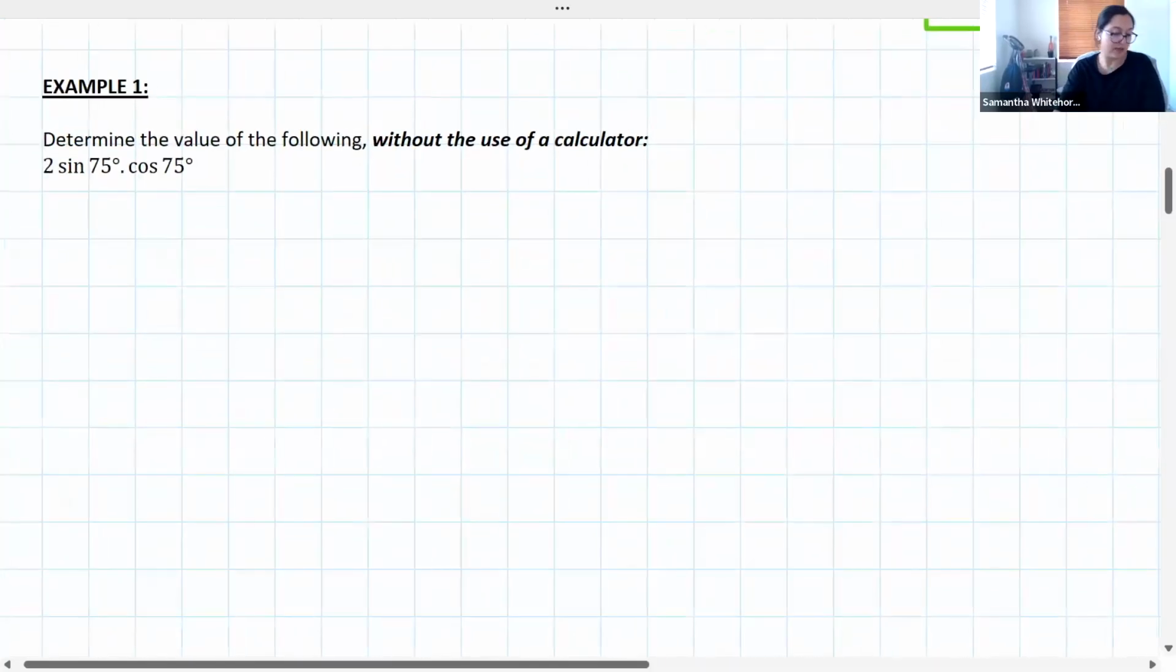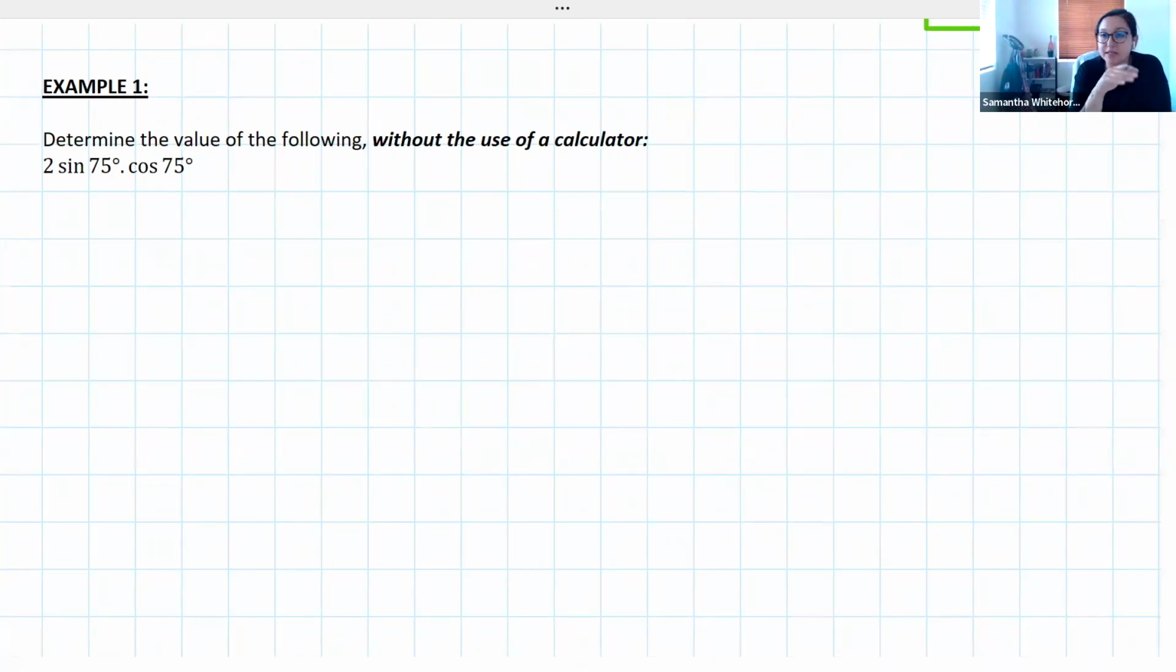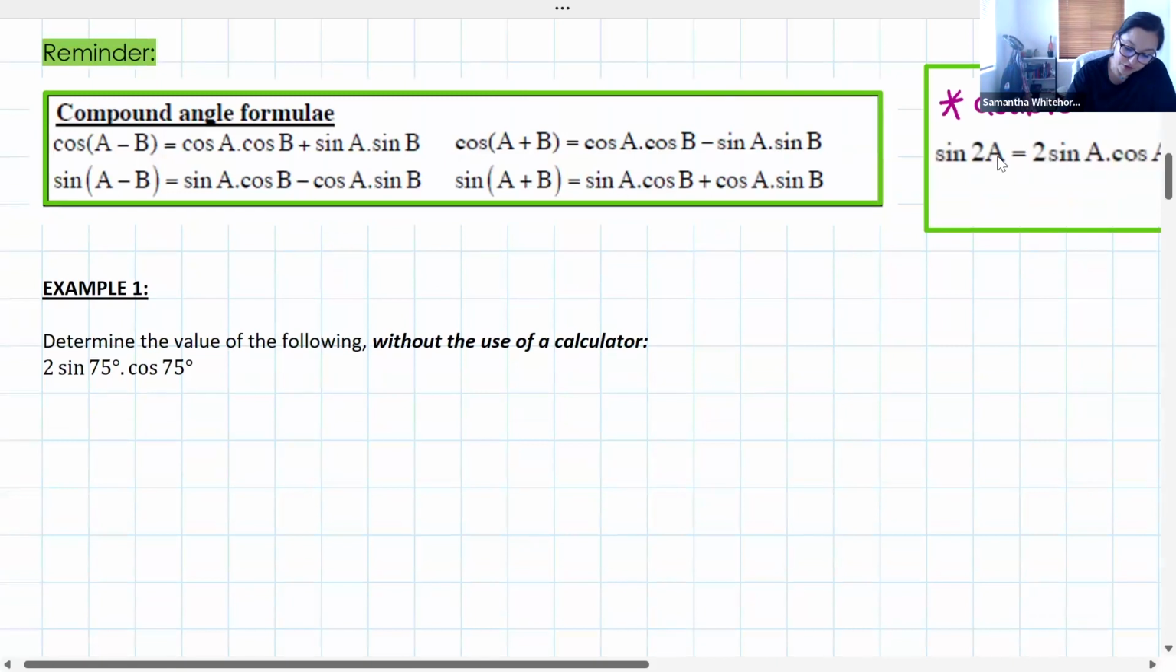So example 1 says, determine the following without the use of a calculator. So this is just basic, just a reminder of what we were doing on Wednesday. What we can see here is that we've got a double angle situation going on. If we're not too sure why.